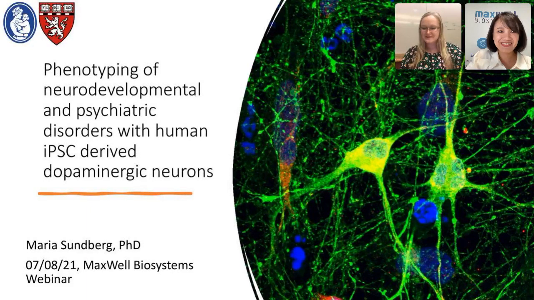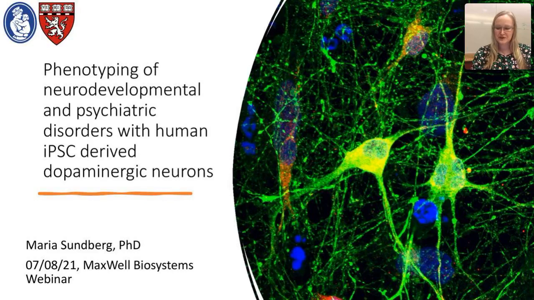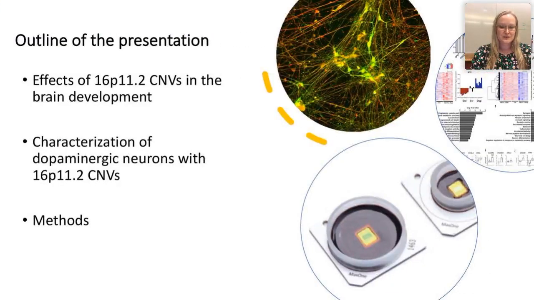Thank you to MaxWell Biosystems for this opportunity to present our work here today. I am going to talk about our recent study of phenotyping of neurodevelopmental and psychiatric disorders with human iPS cell-derived dopaminergic neurons. Here is the outline of my presentation. First, I'm going to introduce the copy number variation 16p11.2 in brain development, and then I'm going to tell you about characterization of dopaminergic neurons with 16p11.2 copy number variations, and finally, I will go over the methods used in this study.